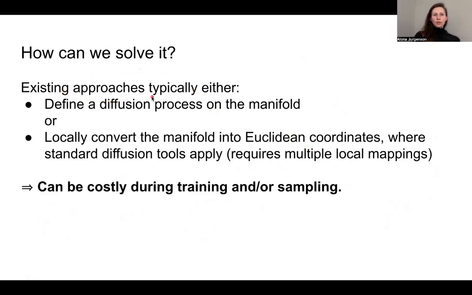So previous approaches typically either define a diffusion process on the manifold, so for example, on the sphere or on the unit circle, or locally convert the manifold to Euclidean coordinates, a flat geometry where standard diffusion tools apply, and this requires multiple local mappings for this to work. So this can be very costly during training and or sampling. Both of these approaches can be.